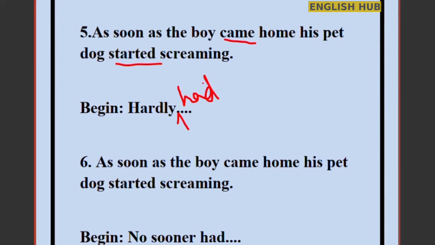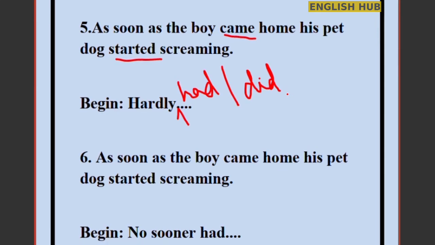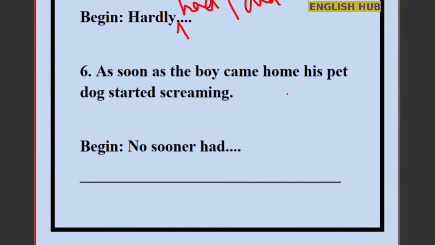In case you use did over here, first I gave you the example of had. If you write did over here as the helping verb, then how will you write it? Hardly did the boy come home when his pet dog started screaming. Okay, next come to the last sentence. As soon as the boy came home, his pet dog started screaming.